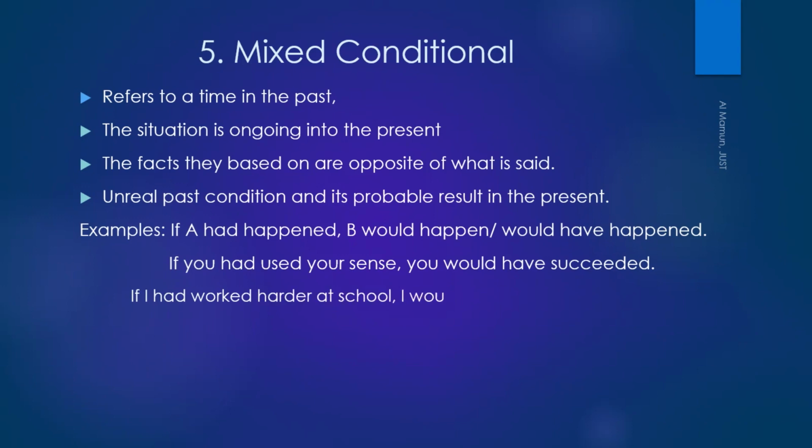If I had worked harder at school, I would have a better job now. So again, in the first clause you have a past unreal condition, that is, I had not worked harder at school, so it was not possible for me to have a better job. But if the condition was met, though it is unreal, in that case I would have a better job right now. So in the second clause you have the probable result of a past condition, but that gives us some probable result in the present.